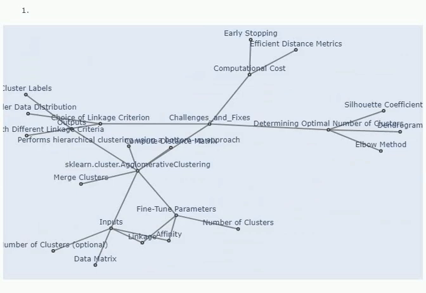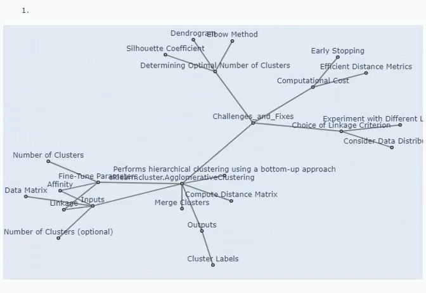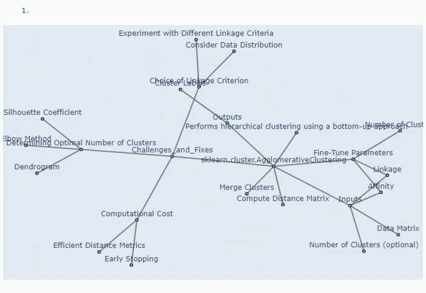Affinity: the metric used to compute the distance between two samples. Common options include Euclidean, Manhattan, cosine, etc. Linkage: the linkage criterion determining the distance between sets of observations. Common options include Ward, complete, average, single. Outputs: cluster labels, an array of shape n_samples, indicating the cluster label for each data point.